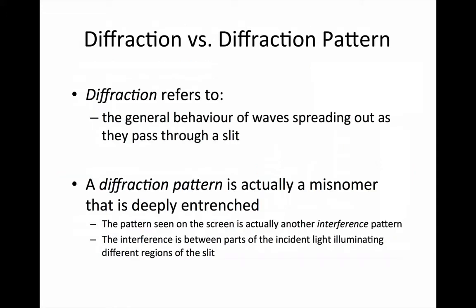So, just to clarify, diffraction is the general term for the behaviour of waves as they pass a narrow aperture or sharp edges of an object. A diffraction pattern is what we see on a screen that is placed in the path of the light leaving the aperture. And as we'll see, the bright and dark patches are caused by interference between light rays passing through different regions of the slit.